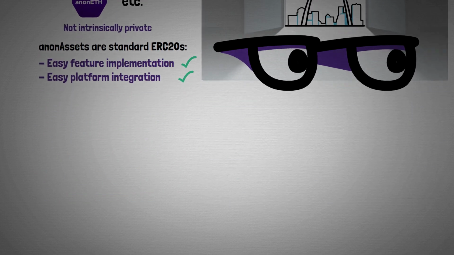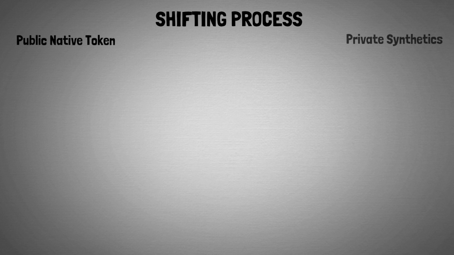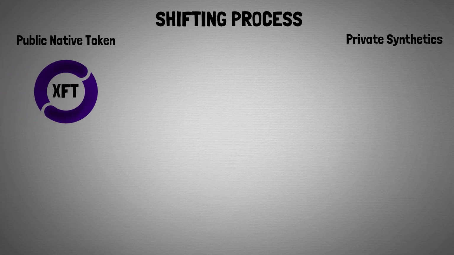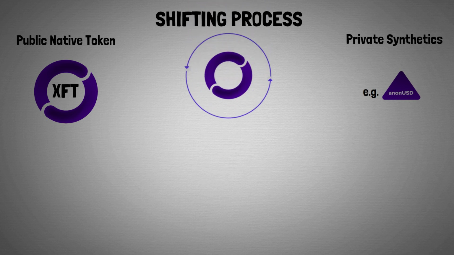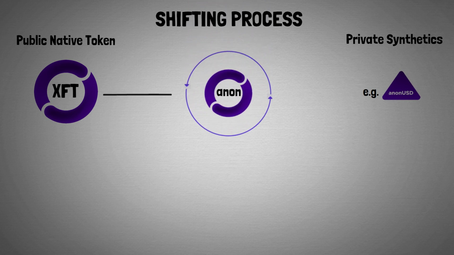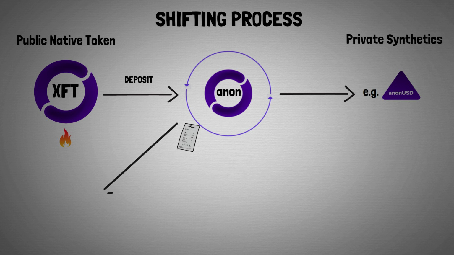Now, some much needed insight into the process. Like on all Offshift ecosystem PriFi applications, users on Offshift Anon transfer value between the ecosystem's public native token, XFT, and the platform's private synthetics, anonAssets, via a process called shifting. The shifting process is composed of a pair of unique deposit and withdrawal transactions. In the deposit transaction, a user burns XFT in exchange for an encrypted deposit note, a receipt, if you will, for which he or she holds the private key.